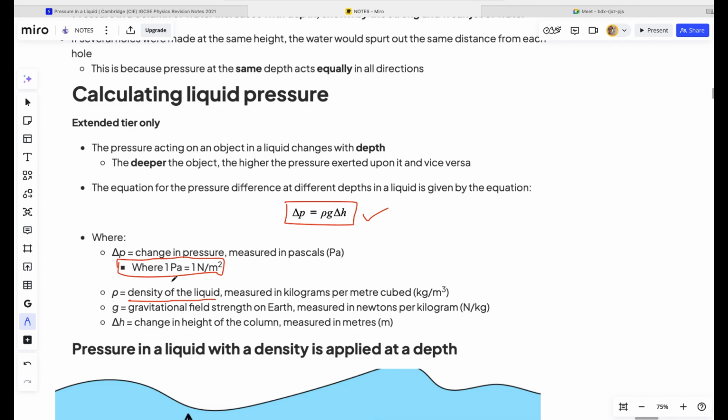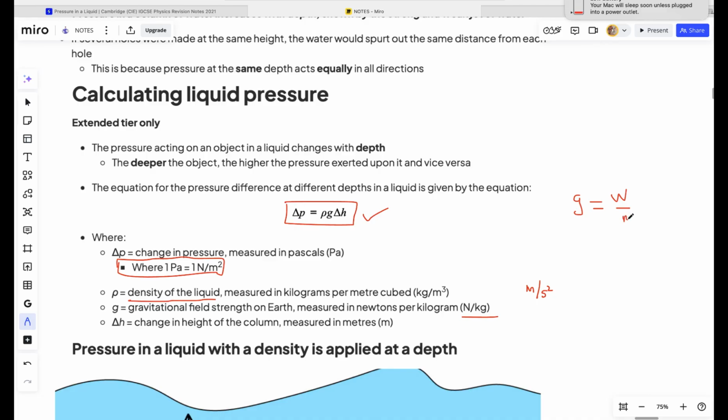Okay, the unit of density is kilogram per meter cube, as we stated, and G is the gravitational field strength on Earth, measured in Newton per kilogram. Sometimes we can say meter per second square, since it's acceleration, but the most notable unit is Newton per kilogram, because you can get your G by making G the subject of the weight formula.